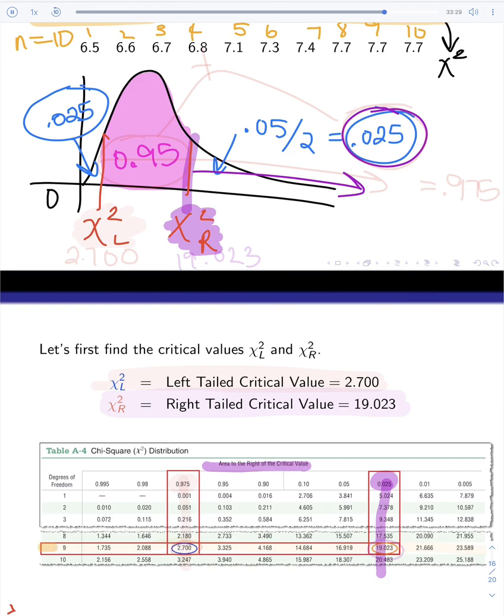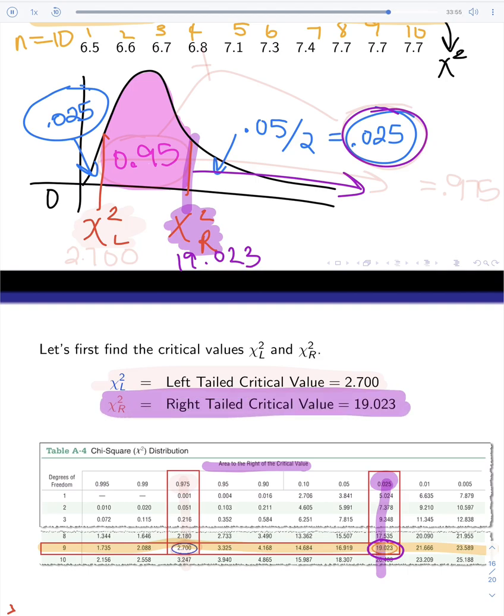So if we go back to our table, we're going to use a degrees of freedom of 9. And that means that our first critical value, the one on the right, is going to be 19.023. So that will be our first critical value. The one on the right is the 19.023. We are halfway done finding our critical values.